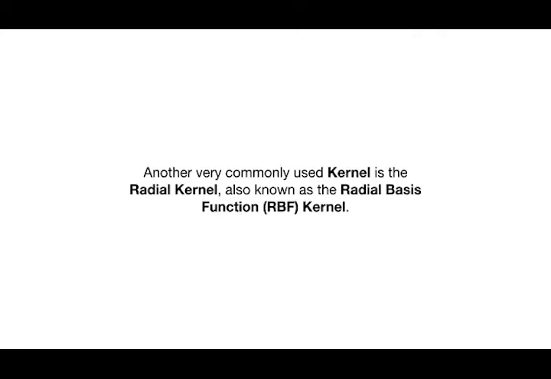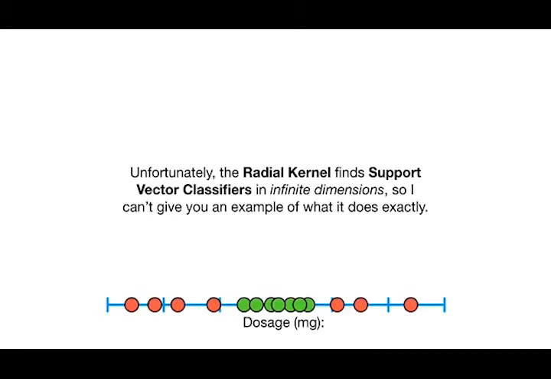Another very commonly used kernel is the radial kernel, also known as the radial basis function kernel. Unfortunately, the radial kernel finds support vector classifiers in infinite dimensions, so I can't give you an example of what it does exactly.